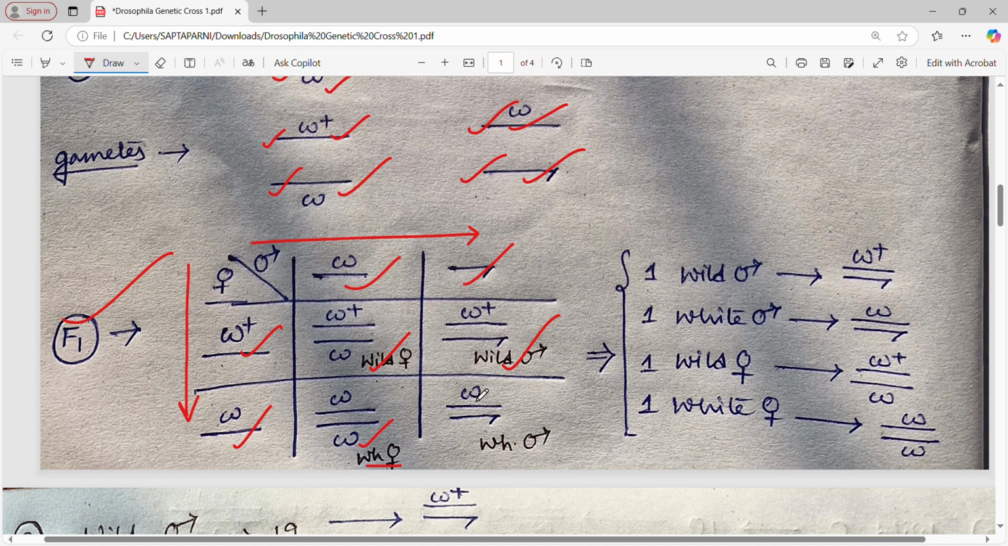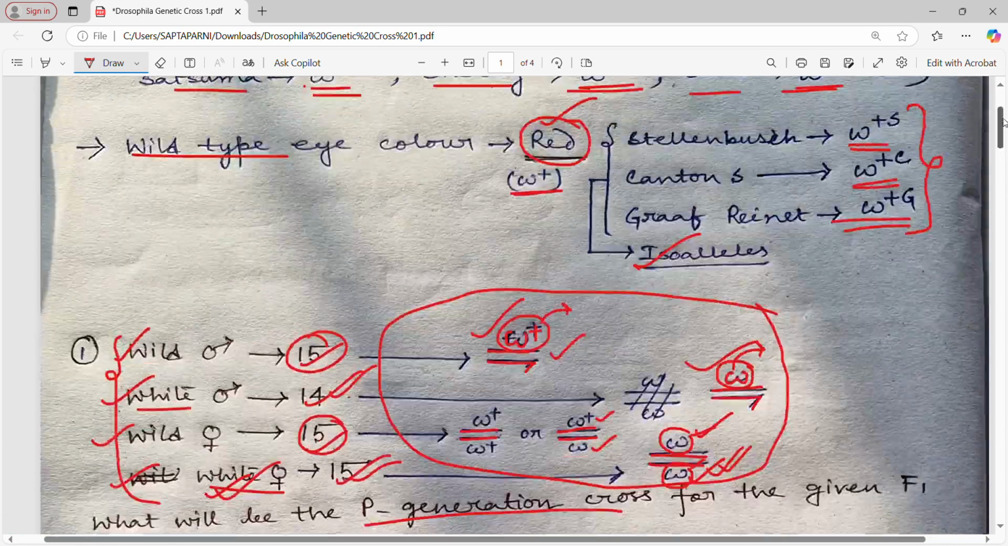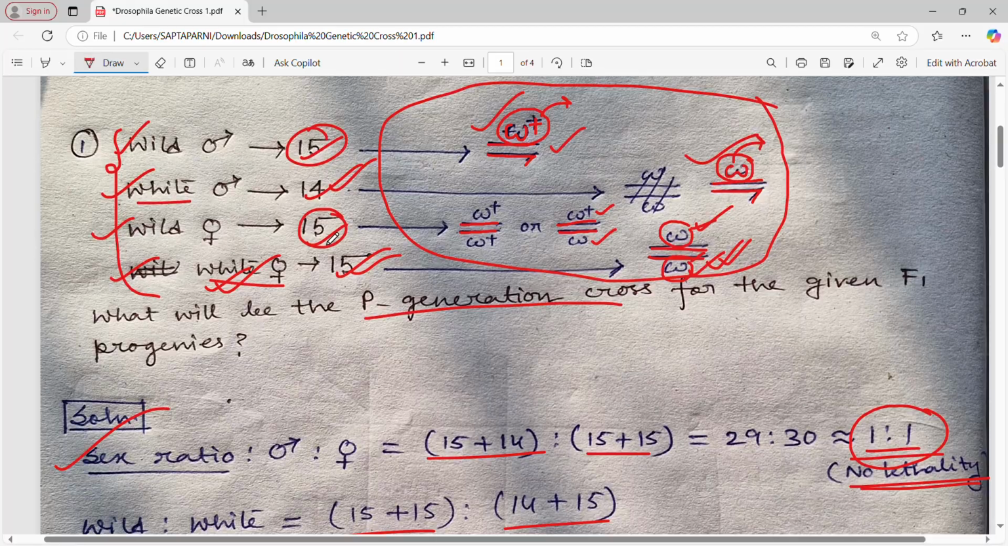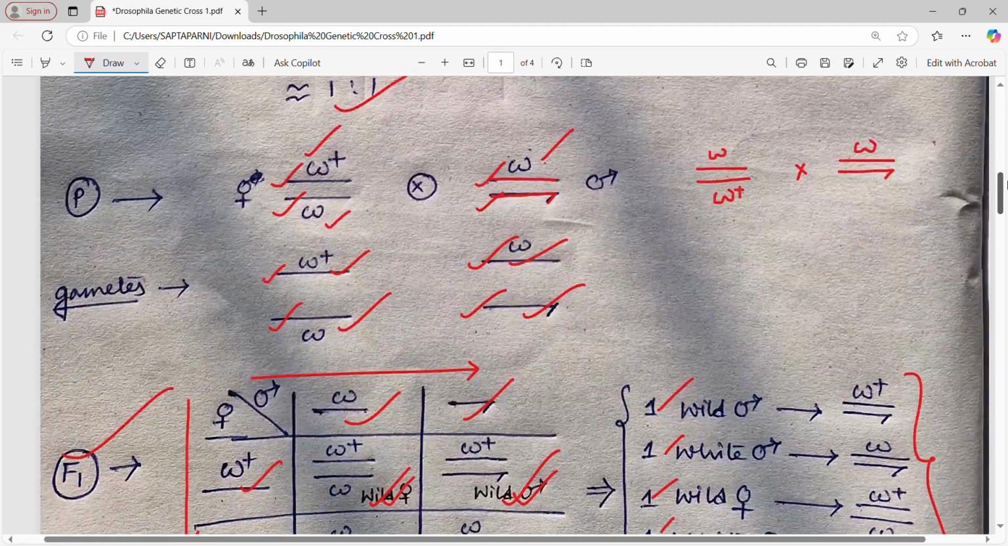And here W and Y chromosome, from here W and from here Y chromosome. So WY means the male will be, as it has Y, it is obviously male, and as it has the W allele on the X chromosome, it is a white male. Got it? So from this cross you can see there is a wild female, a wild male, a white female and a white male. So all have a 1:1:1:1 ratio, and I have written their genotypes here. See, the question had the same ratio, 15:14:15:14, that means 1:1:1:1. So from the cross we have also got the same progeny ratio, that is 1:1:1:1.